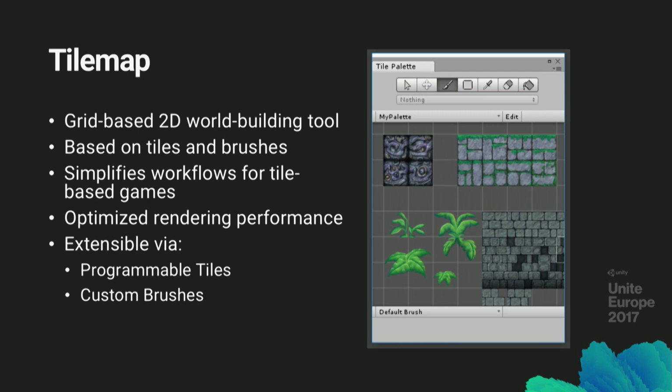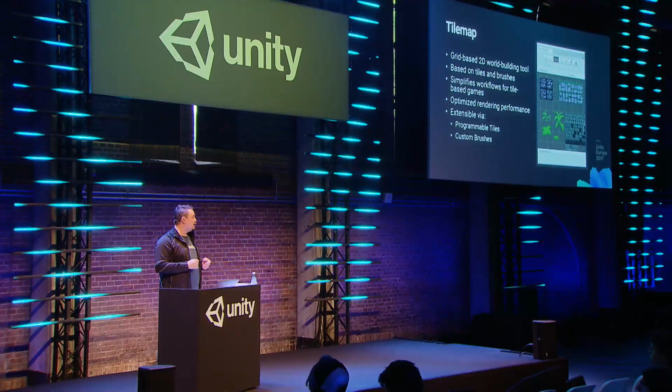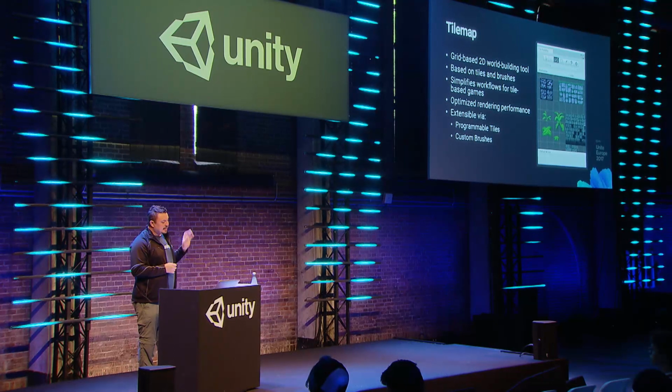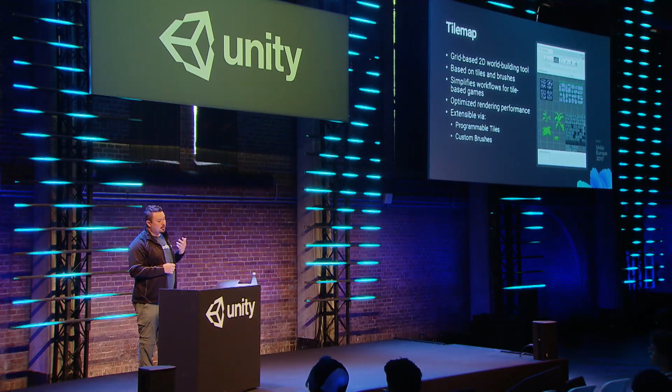That you get optimized rendering performance, and of course the tiles that are off-screen get culled as necessary. So this is really good. But a really powerful aspect of the tile map is the idea of programmable tiles as well as custom brushes. So these are tiles that you can program to act a certain way, and brushes for painting certain things in your levels. So let's take a look at a demo project that showcases all of these features in action.